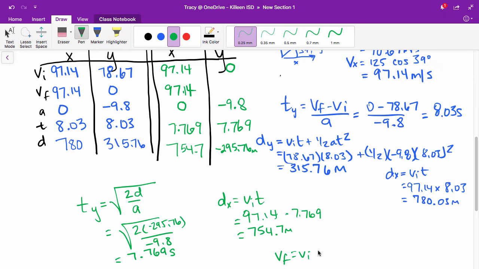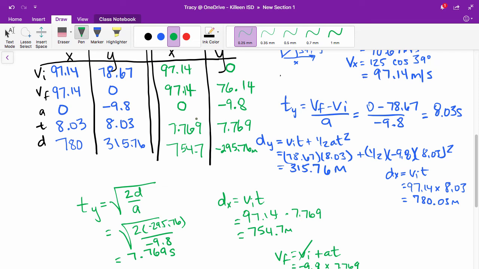VF is equal to VI plus AT. VI was 0, so that goes away. So I just have negative 9.8 times 7.769, and that ends up being 76.14 meters per second in the Y. So that's everything filled out on the chart.